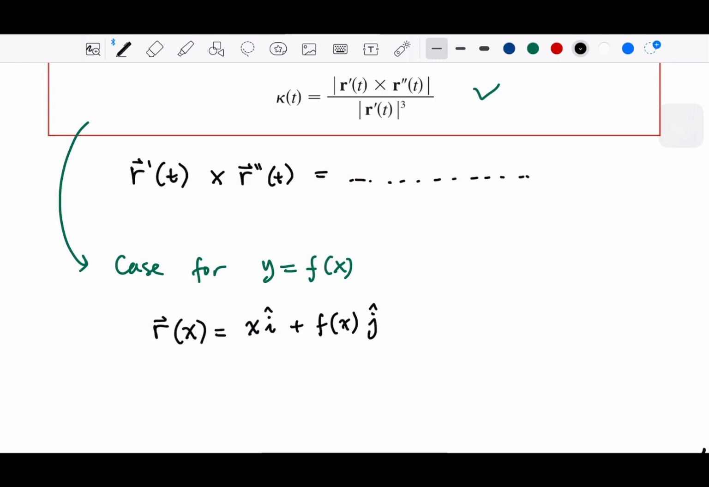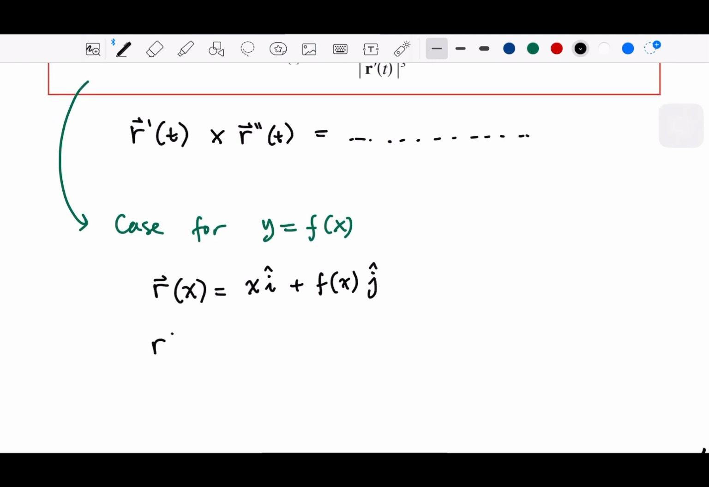So first we define this. We take the r prime. So this will be i, and then this will be f prime x j. Okay, and then we take the second derivative. This will be 0 for the x part, and the j part will be f double prime x, j. Okay.